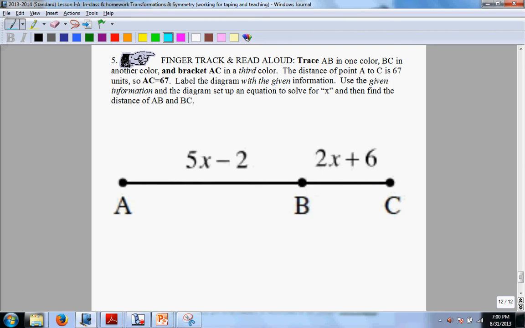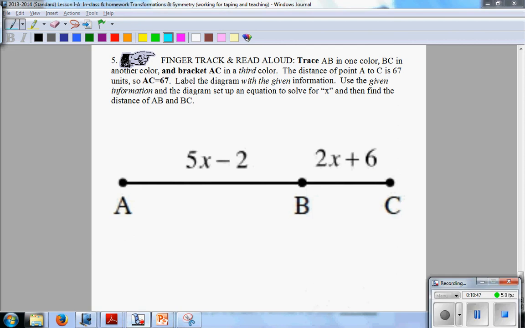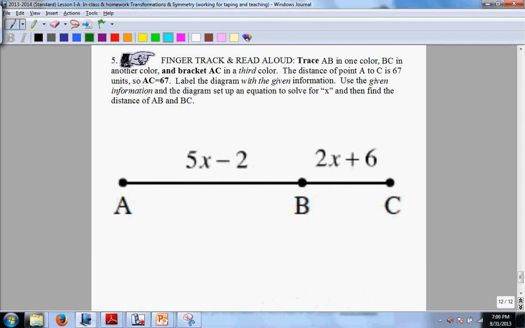Number 5 says finger track and read out loud. It says we're going to trace AB in one color, BC in another color, and bracket AC in a third color. The distance A to C is 67, so AC equals 67. Label the diagram with the given information. Use the given information and the diagram and set up an equation to solve for X. Then find the distance AB and BC.